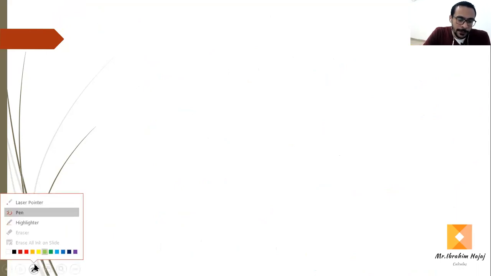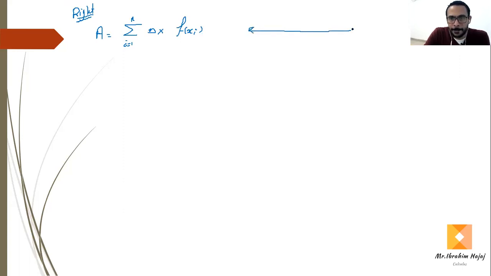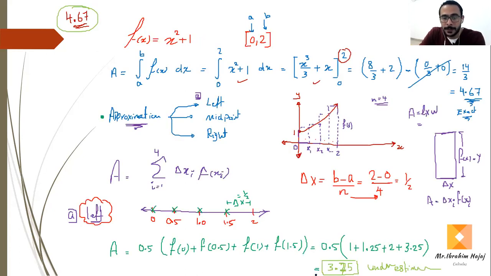Now the second way, we approximate our area. We can calculate our area by using the right endpoints way. The same rule, the summation i equals 1 to n of delta x multiplied by f of xi. Mister, can you explain what is this strange thing? This is the sigma or the summation notation, meaning the plus, the addition which we did here, the plus of f(0), f(0.5), f(1), f(1.5).